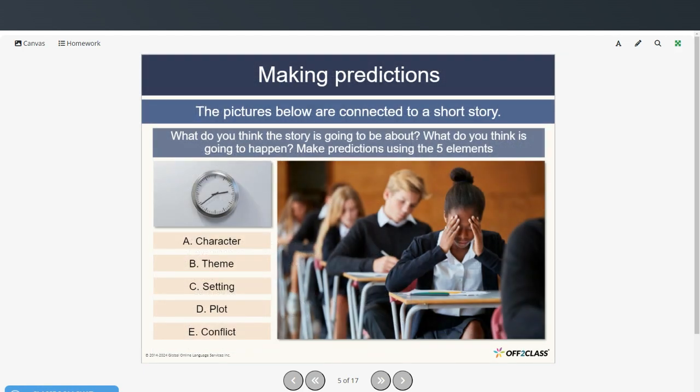All right, the pictures below are connected to a short story. And what do you think the story is going to be about? And what do you think is going to happen? So make some predictions for each of these. Who are the characters, or who's the main character? What do you think the theme might be? What's the setting? Maybe some ideas about what the plot might be and what the conflict might be.